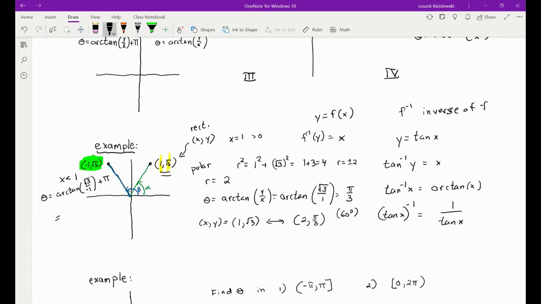So that's going to be arctangent of negative square root of 3, which is negative pi over 3. We add pi. That guarantees that our angle now corresponds to some point in the second quadrant. 2 pi over 3 is theta. So the point with rectangular coordinates negative 1, square root of 3 can also be represented by the polar coordinates where r is 2 and theta is 2 pi over 3.